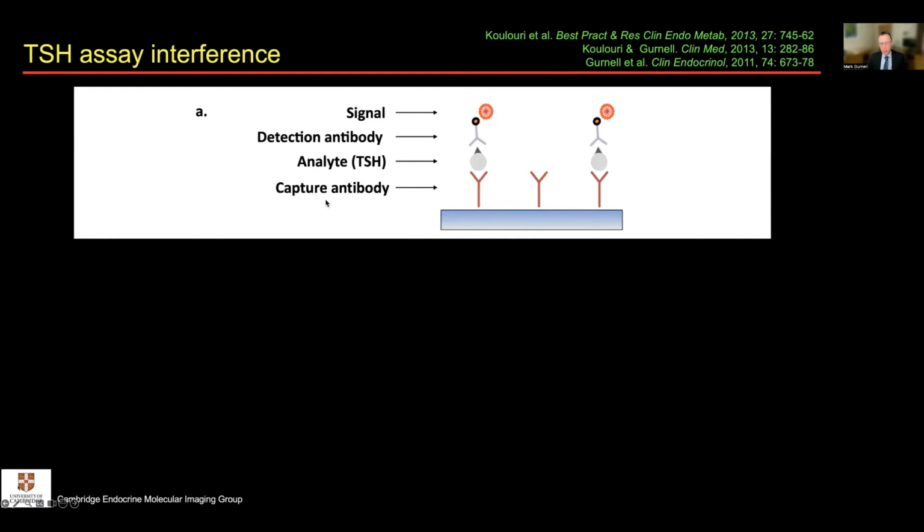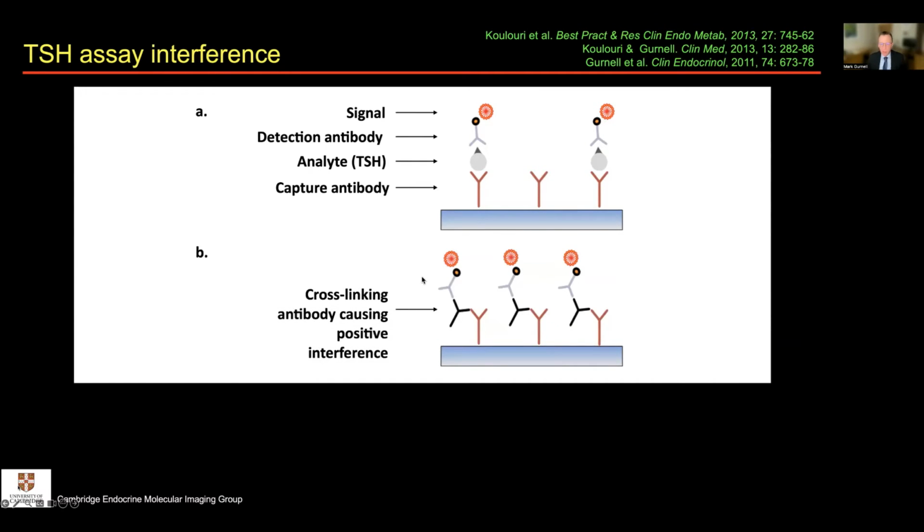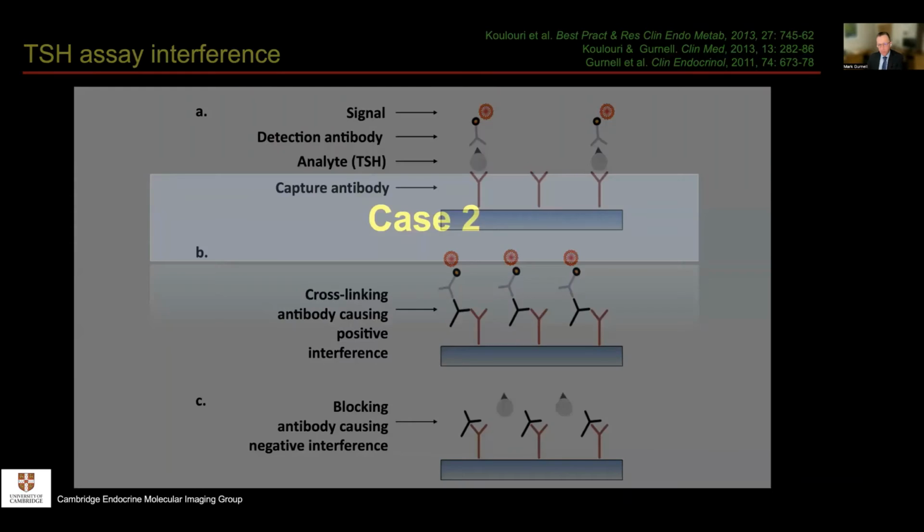And this patient had interference in the TSH assay, which you will remember is a classic sandwich assay, so a capture antibody with the TSH in the middle and the detection antibody with the signal. And it is possible to get interference in this assay, for example, by the presence of heterophilic or anti-animal immunoglobulin antibodies, which are capable of cross-linking the capture and detection antibodies, even in the absence of TSH, to give a false positive readout. The opposite is also true, where we can have antibodies which block the binding of the TSH either to the capture or detection antibody and therefore prevent the sandwich from being formed.